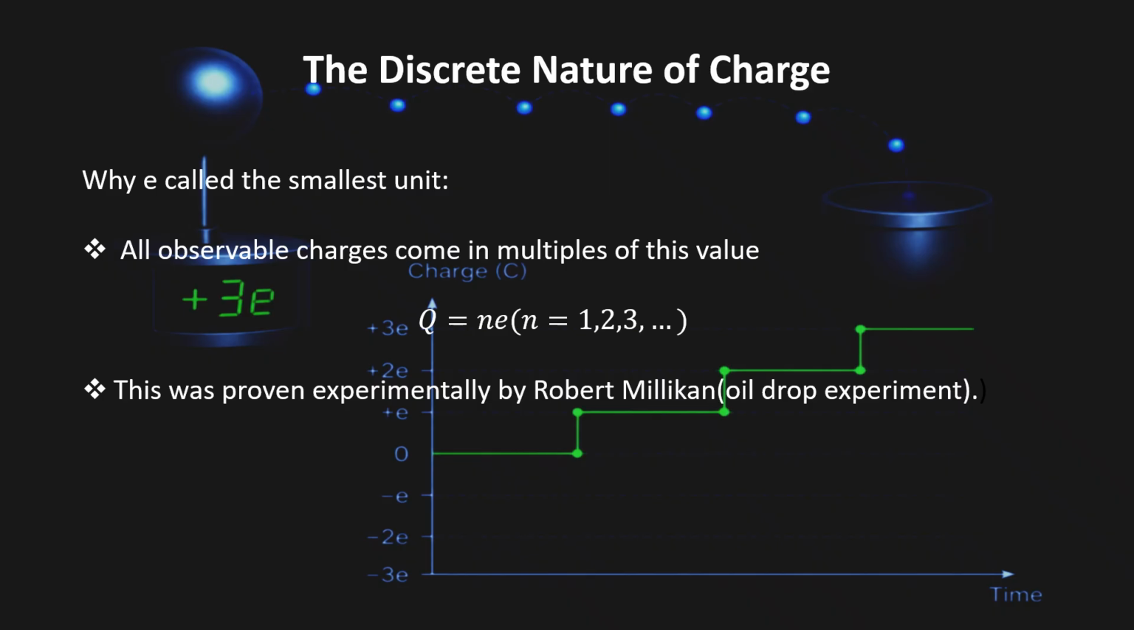Every charge value was an exact multiple of the smallest fundamental unit e, which is equal to 1.6 × 10^-19 coulomb. No intermediate or fractional values appeared. This provided direct and convincing evidence that charge is discrete, not continuous.